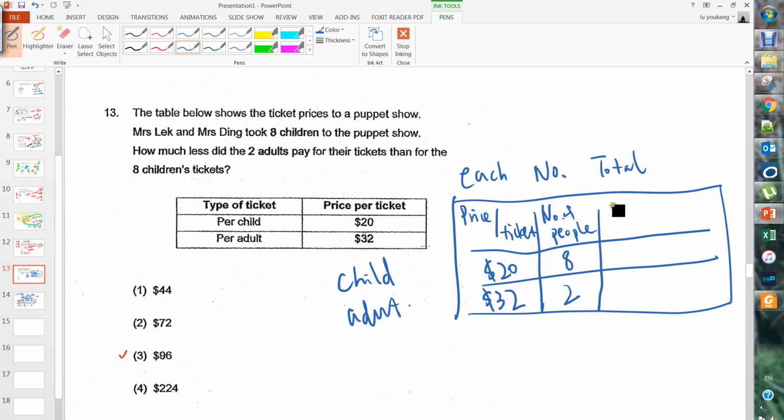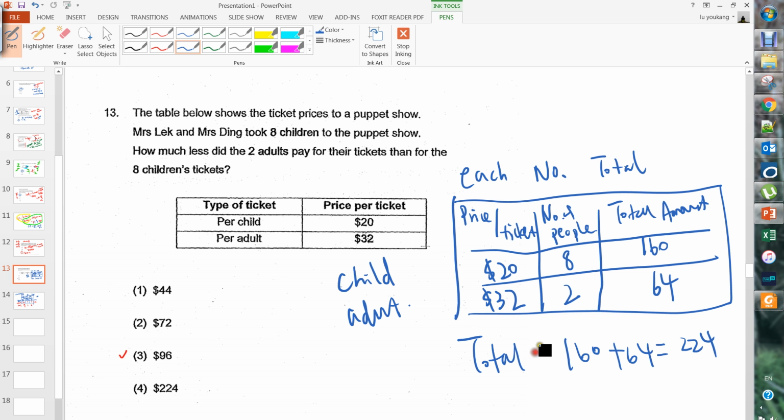So what is the total amount? So for the child, total amount is? How do you get it? 160. Then this one? 64. Very good. So child and adult add up to? I want to find the total, 160 plus 64. The total is 224, right? That's the total, right?